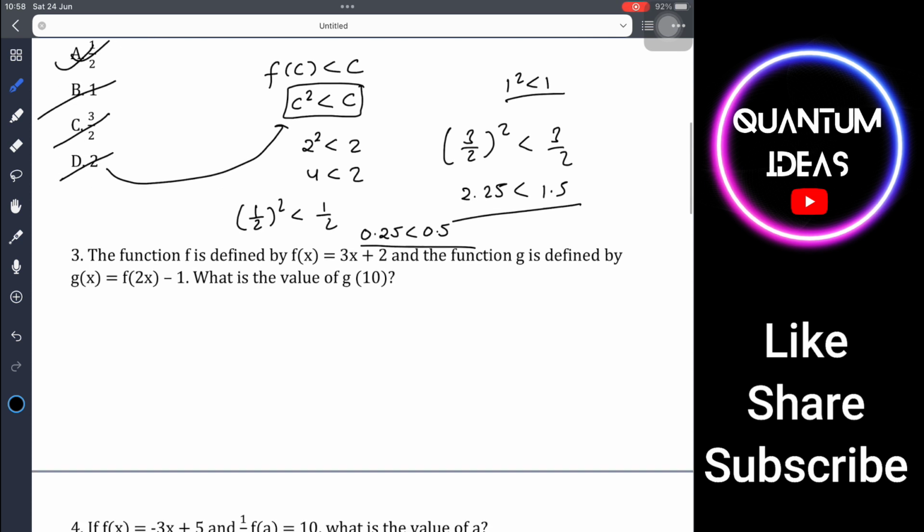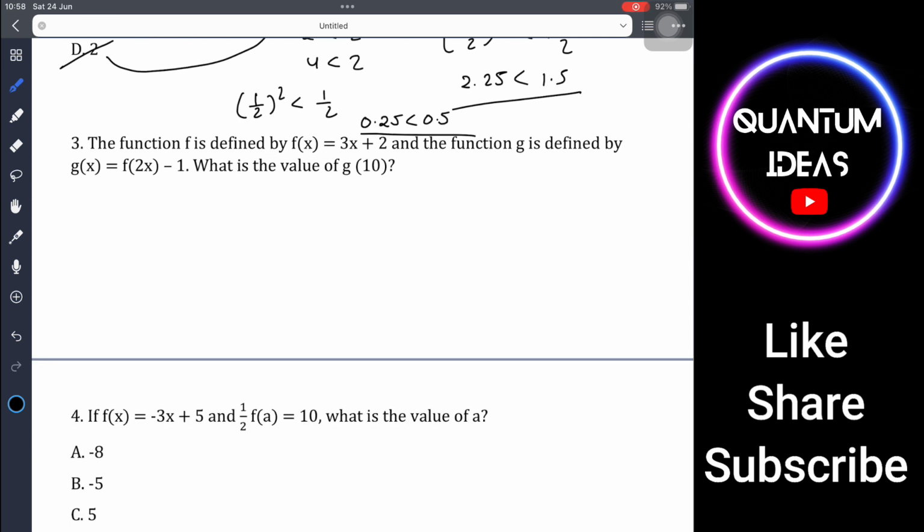So let's go to number 3. The function f is defined by f of x equals 3x plus 2, and the function g is defined by g of x equals f of 2x minus 1. What is the value of g of 10? Okay, let's do it. So just write g of 10 and see here. g of x is f of 2x minus 1.